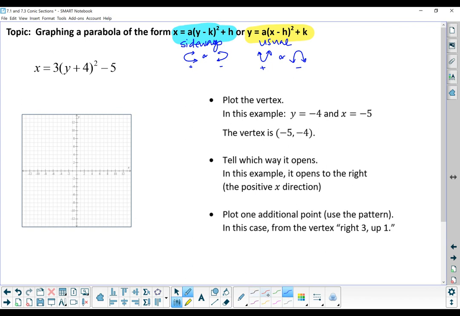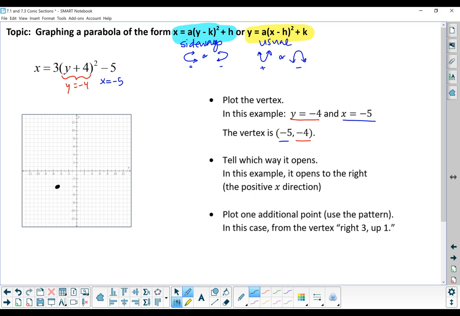So when you're finding the vertex, I would write your x and y with it. So looking at this, that tells me that my y value is -4. And so that's in the y position. And then this number over here is my x in this case. So my x value is -5. So our vertex is at (-5, -4).